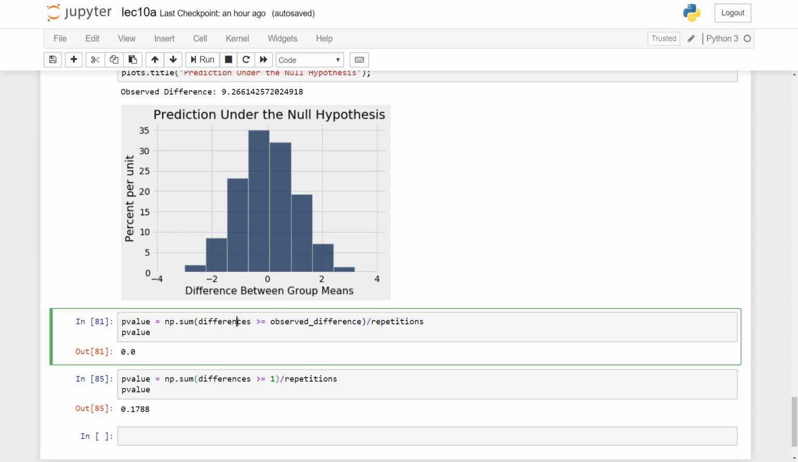Now, can we use the same method, the permutation test, to test causality, to say that this is causing this effect? This is what we will cover in the next lecture.